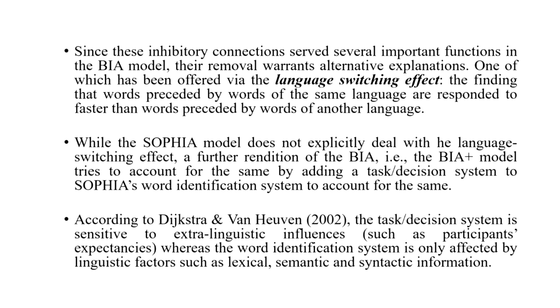So, the word identification system, however, is only affected by linguistic factors such as lexical, semantic and syntactic information. In some sense you can see that the BIA plus model has a task decision system and a word identification system, whereas this word identification system is basically working only on linguistic information. The task decision system is sensitive to task requirements and participant expectancies and other factors as well.